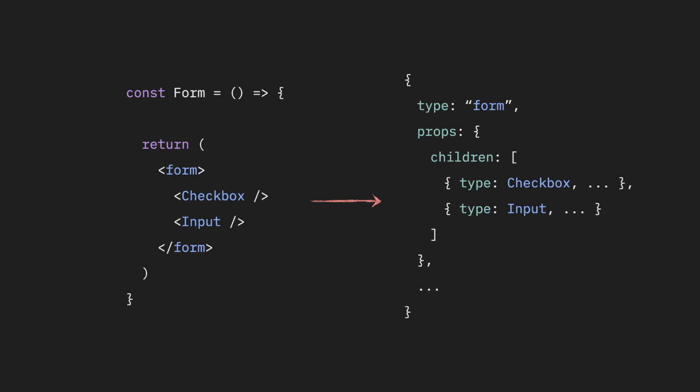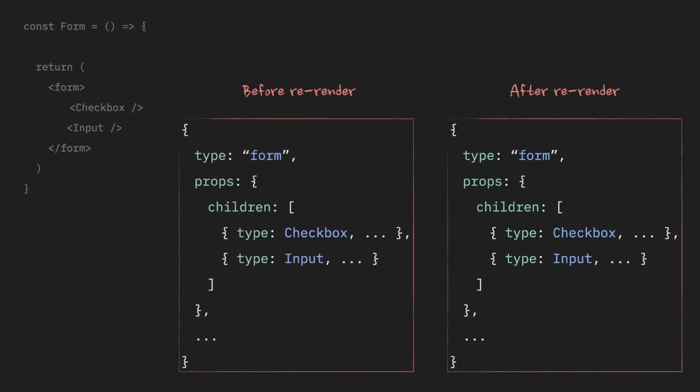Now, if in this form a re-render happens for any reason, then React will just go through this object step by step and compare types before and after the re-render. First element, the type is exactly the same, the string form, so it will reuse the already existing element.